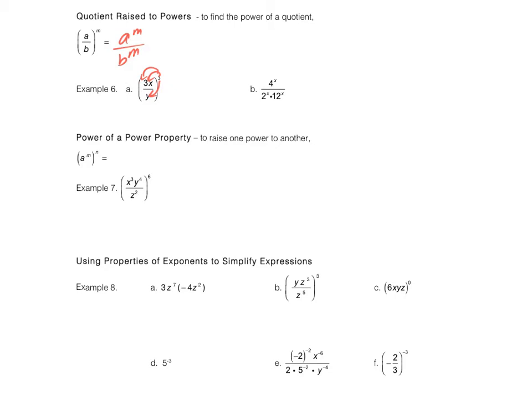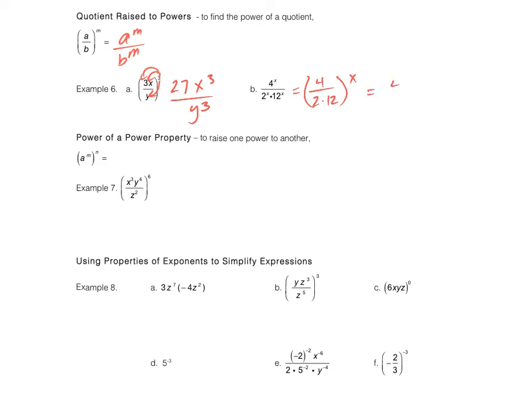So that's going to give us 3 cubed, or 27, x cubed over y cubed. In example 6b, we're actually undoing this property because all three of those numbers, 4, 2, and 12, all have the same exponent. So in this case, we can set this equal to 4 over 2 times 12, and then put the exponent on the outside of our parentheses. Now we have something we can simplify.